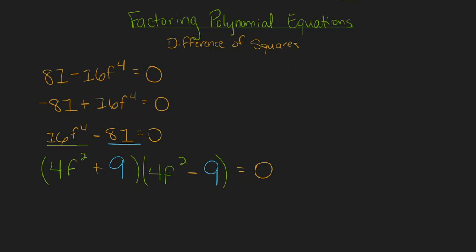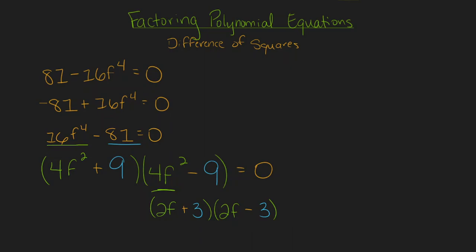So I'm going to use the difference of squares pattern again on 4f squared minus 9. I'll start with 4f squared. The square root of 4f squared is 2f, so both of my factors will start with that. And then the square root of 9 is 3, so both of my factors will end with that. Just like the formula says, one of our factors has to have addition, the other factor has to have subtraction. So we have factored one of the factors from our original difference of squares equation.